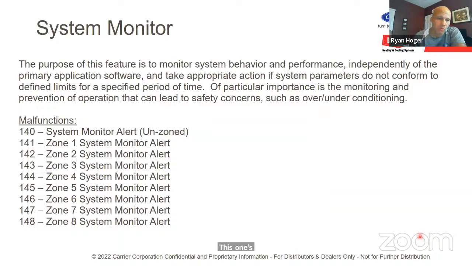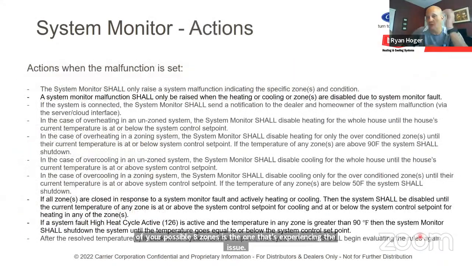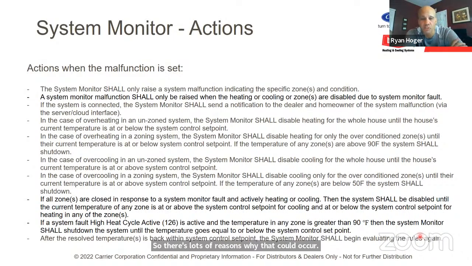So 140 is what most of you would see on a project. But if you happen to have a zone system, then there would be no 140. Instead it'd be 141 through 148 to tell you which specific zone of your possible 8 zones is the one that's experiencing the issue. There's lots of reasons why that could occur, but it's much more common, at least in my opinion, and Dave might say different, that people ask about this on the zoning systems. And it pretty much means your zone's over or under conditioning.